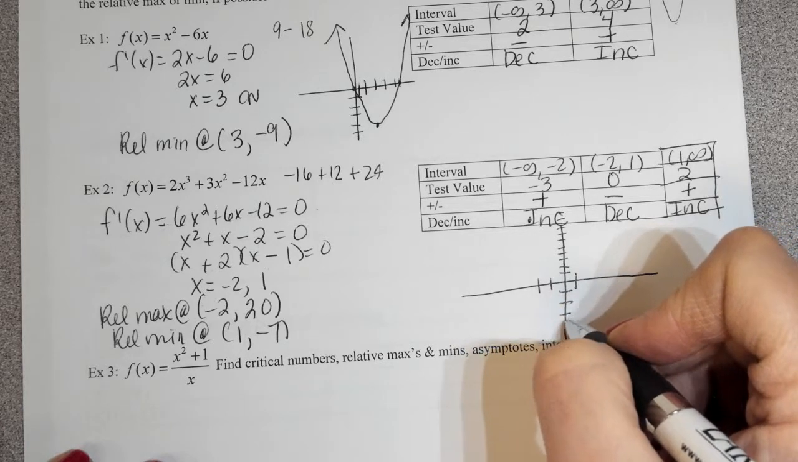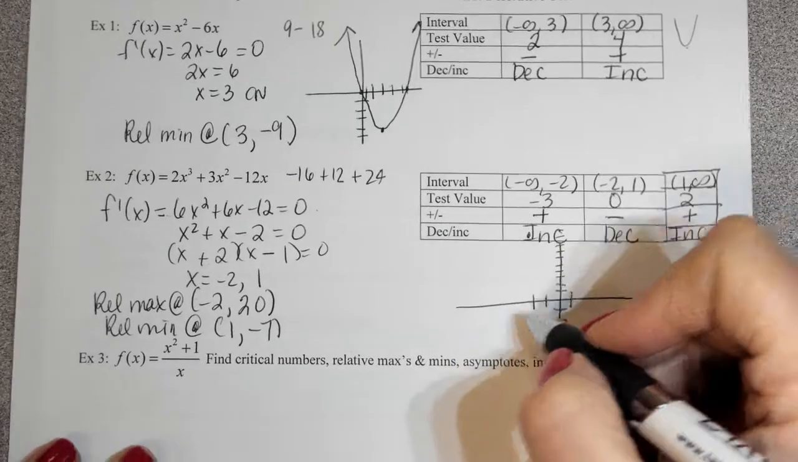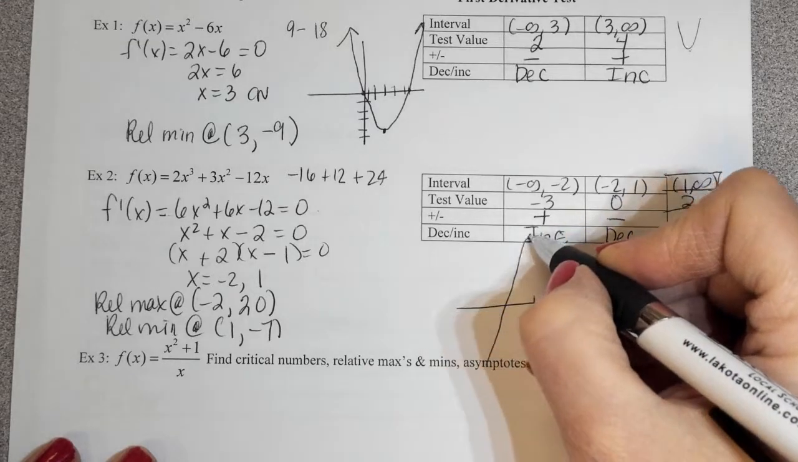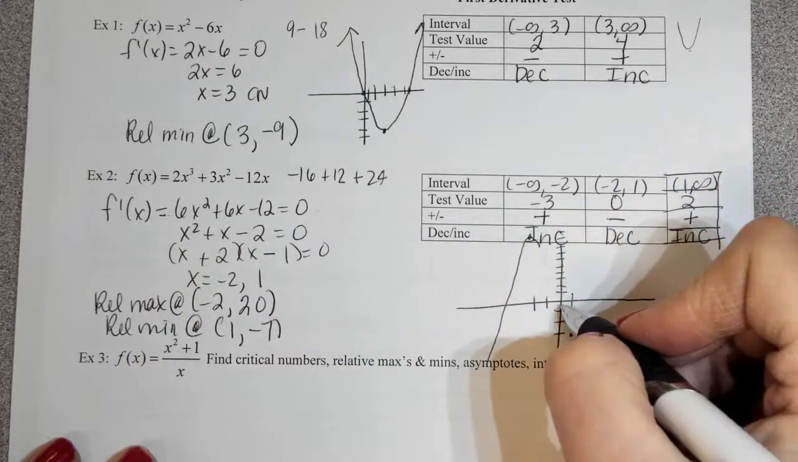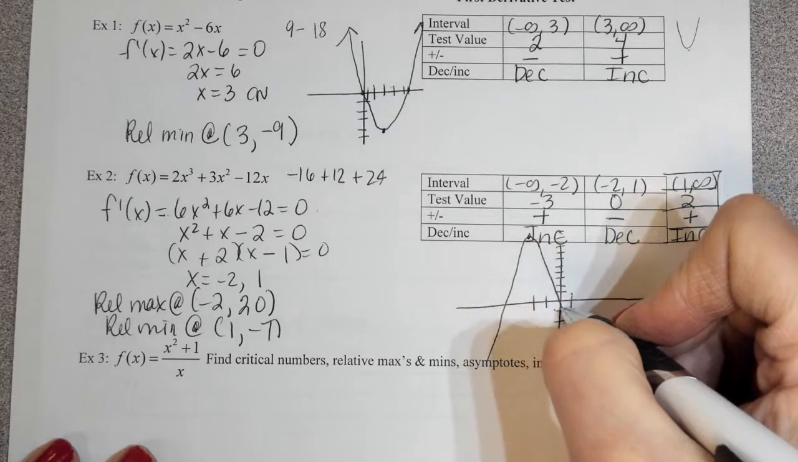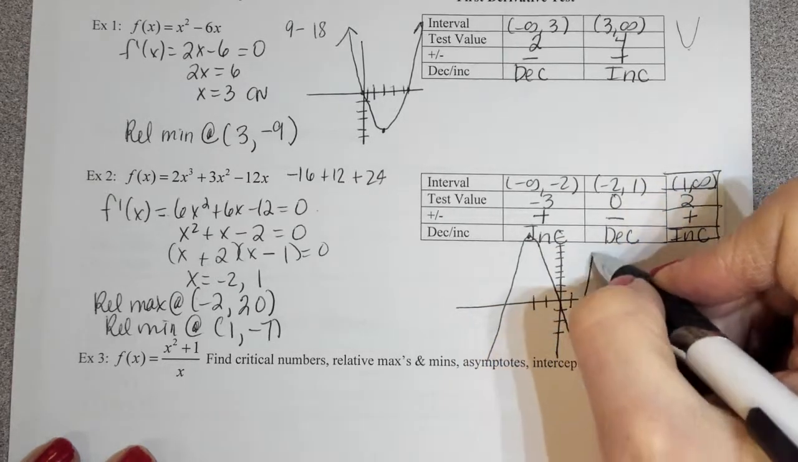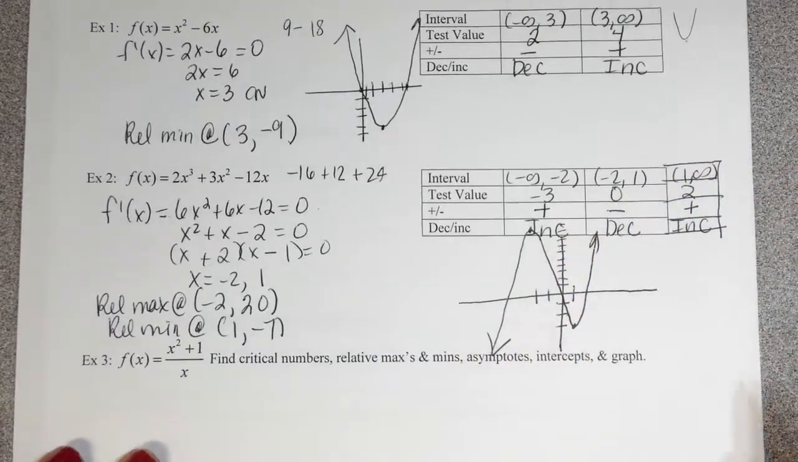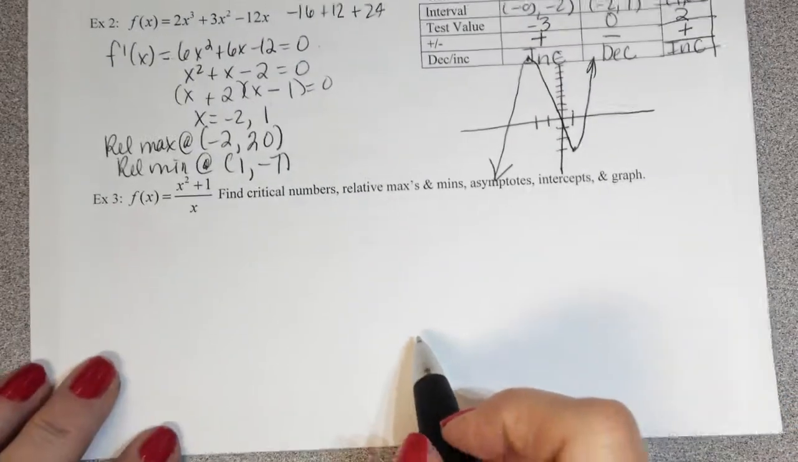2, 4, 6, 7. And my function has to increase, reach that high point. My y-intercept is (0, 0). Then it has to decrease, and then back up to increasing. And so that's the way it's going to look.